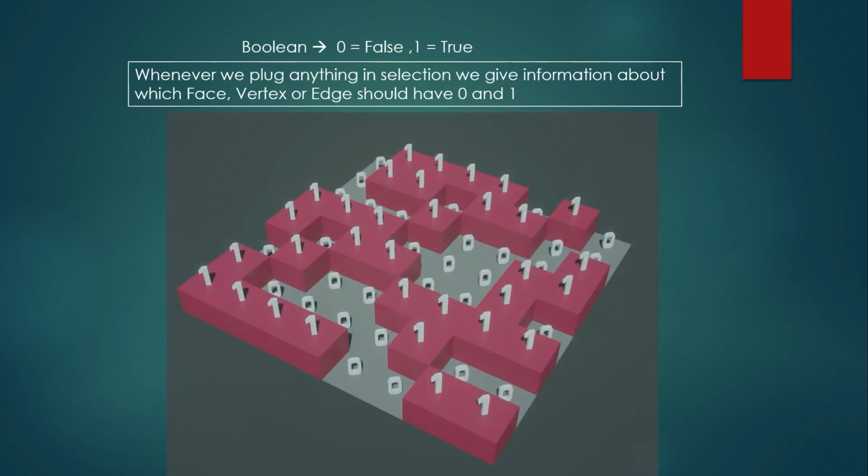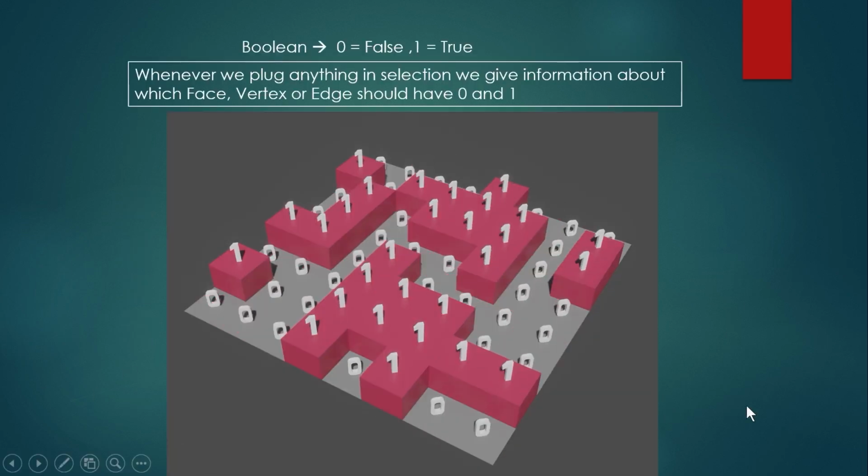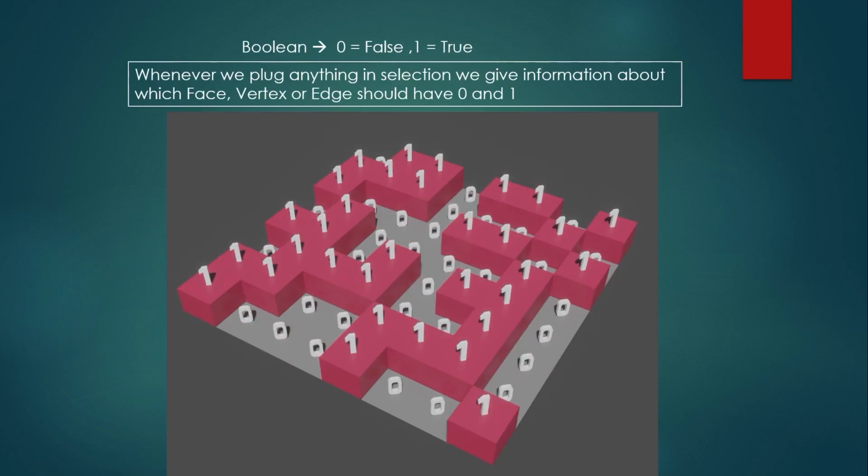Here I have an example. This is a plane and some of its faces are extruded. Faces with extrusion have a boolean value of 1 and those which are not extruded have a value of 0. And now let's play this video. These are some variations of the extrusion.